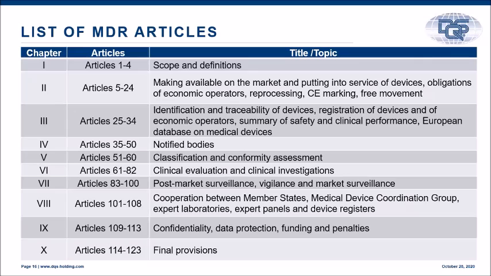Articles 51 to 60 are for classification and conformity assessment routes. Articles 61 to 82 have a specific focus on clinical evaluation and clinical investigations. Articles 83 to 100 cover post-market surveillance, vigilance and market surveillance. Further, it talks about cooperation between member states, data protection, confidentiality, and those things.